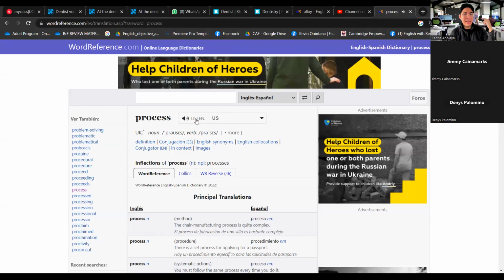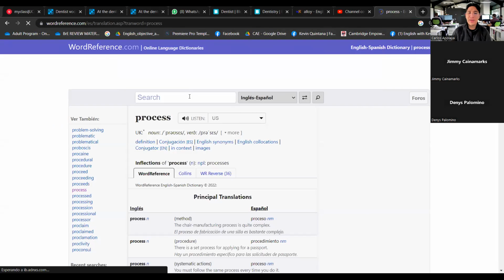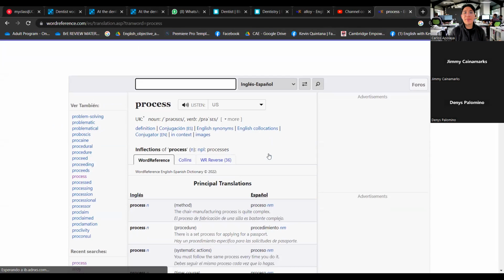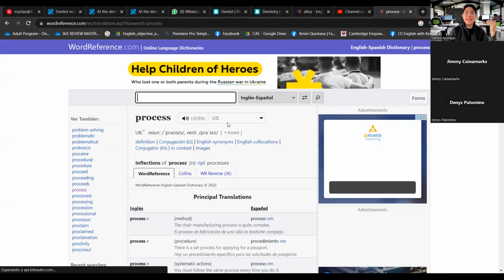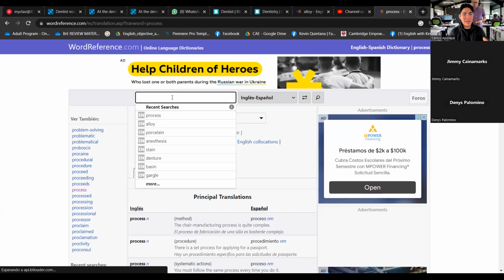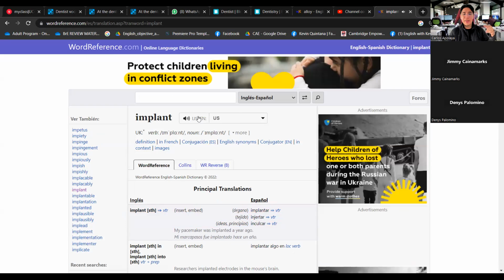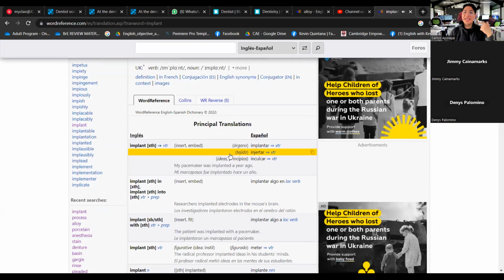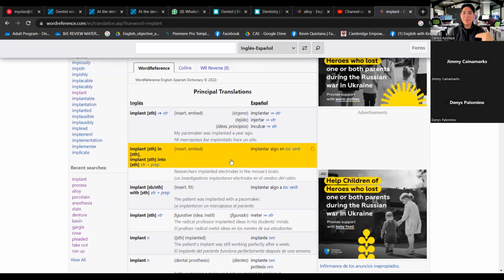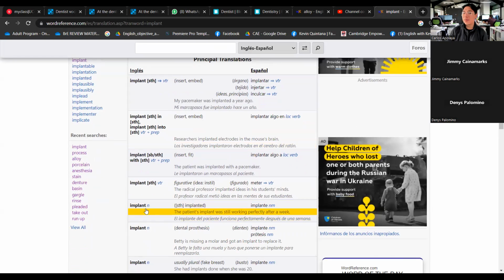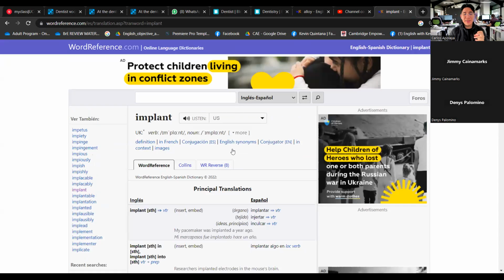Process, process, process. Esto es proceso. Como verbo, ven como verbo. Pero como verbo, ¿qué decimos? Process. Do you remember? If we have the word implant here, listen: implant, implant. Implant viene a ser, ¿qué cosa? Injertar, implantar, pero también es un sustantivo. You see what I'm saying or not? ¿Se entiende?